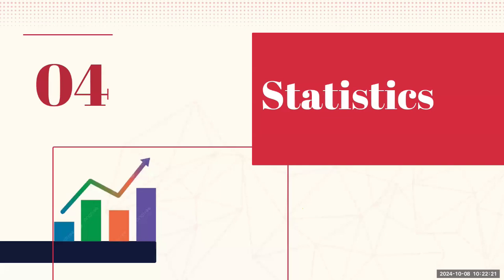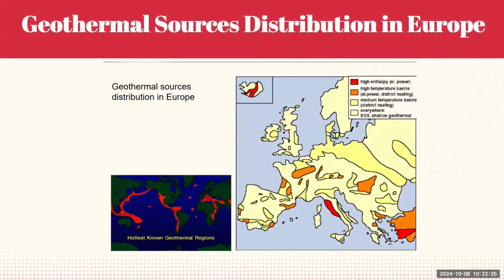Now let's look at some statistics for geothermal power. This map shows the distribution of geothermal sources in Europe. The areas that are marked in red represent regions with high enthalpy geothermal resources suitable for power generation, like those found in Iceland and parts of Italy.